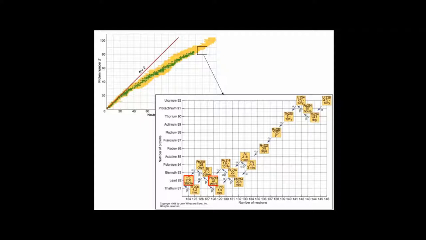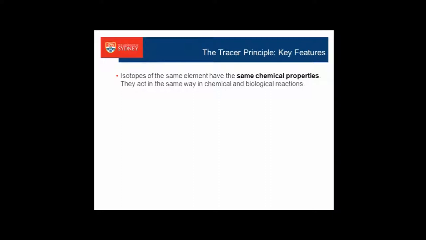And so that could have been considered a failure, but George de Hevesy decided to turn what seemed like a failure into a new experimental technique, which he called the tracer principle. And the idea was that since isotopes of the same element have the same chemical properties, therefore they act in the same way in chemical and biological reactions. And so he could use this inability to separate these two species to his advantage.